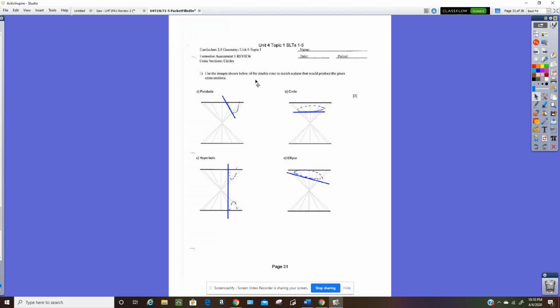It says use the image below of the double cones to sketch a plane that would produce the cross sections of a parabola. So if I use this plane right here, I would get a parabola shape. And if I did a plane parallel to one of the bases, I would get a circle. Did a plane perpendicular to both bases, you would get the hyperbola. And if I did a plane that is not parallel to one of the bases, then I get an ellipse.